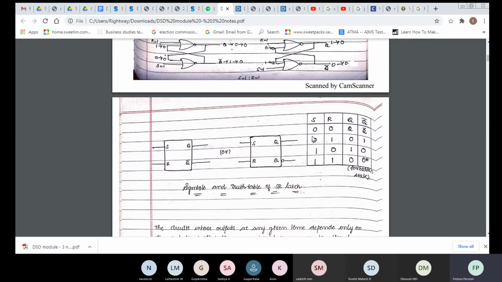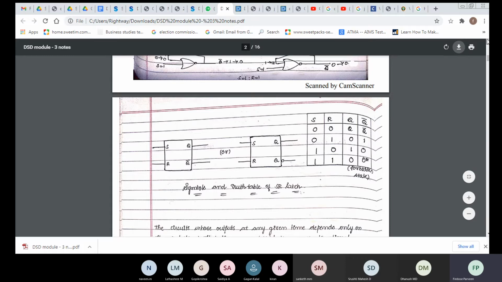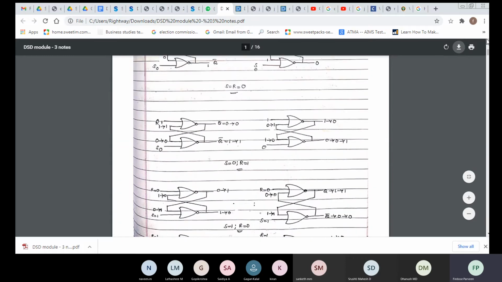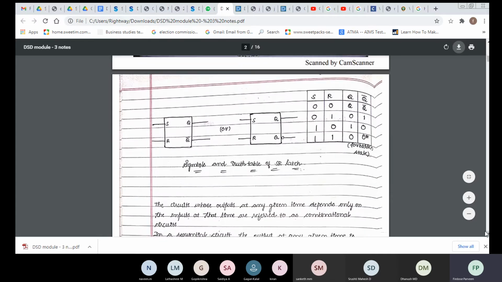In the same way, when S is equal to 0 and R is equal to 1, let us see what we have got. When S is equal to 0 and R is equal to 1, what is the output? It is 0 and 1. So now in the truth table, we will be writing the same thing. When S is equal to 0 and R is equal to 1, Q is equal to 0 and Q bar is equal to 1.